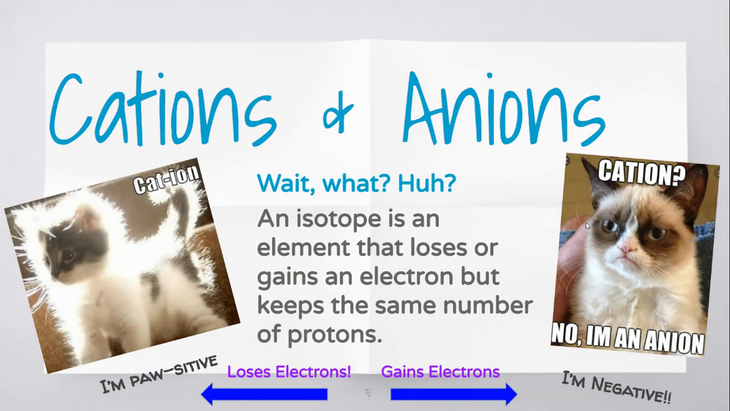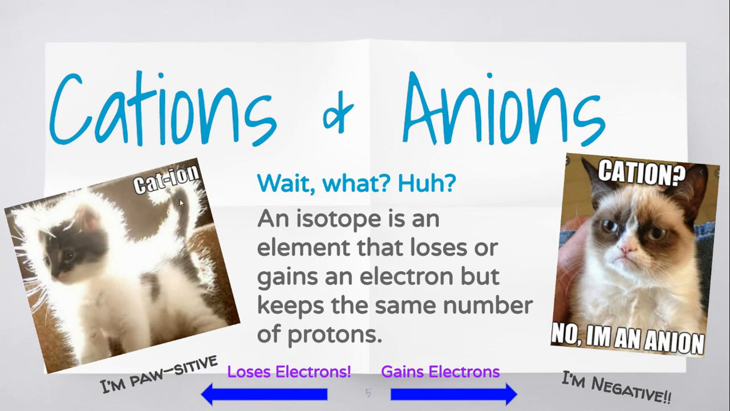Cations and anions. Wait, huh? An isotope is an element that loses or gains an electron, but it keeps the same number of protons. So you can actually have an isotope of carbon and have 5 electrons instead of having 6. It's no longer 0. Now it's more positive because we lost some of the negative.